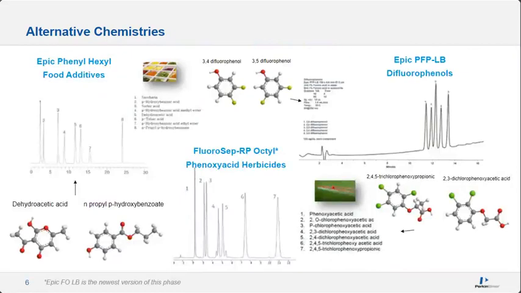These are some examples of applications for alternative chemistries, including a separation of food additives using phenylhexyl, a separation of phenoxy acid herbicides using a perfluorinated octyl, a separation of difluorophenols utilizing a pentafluorophenyl stationary phase. In each case, the alternative stationary phase provides a superior separation that would be achieved from a traditional C18.